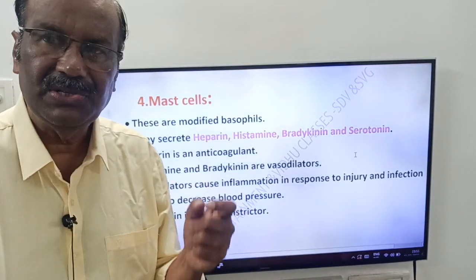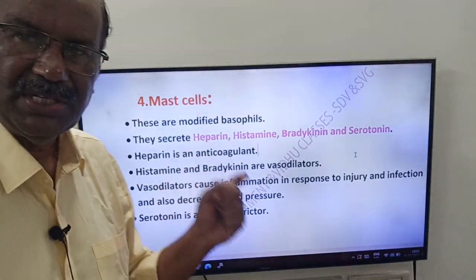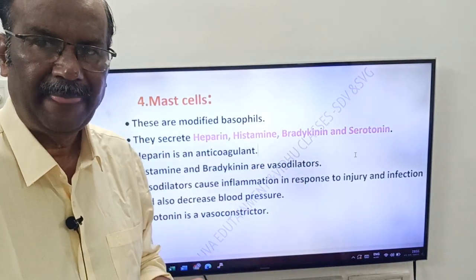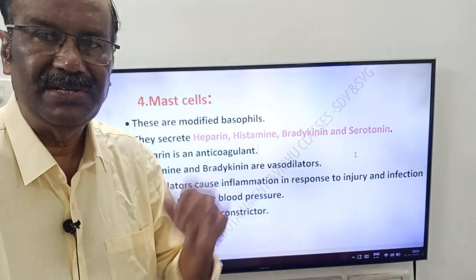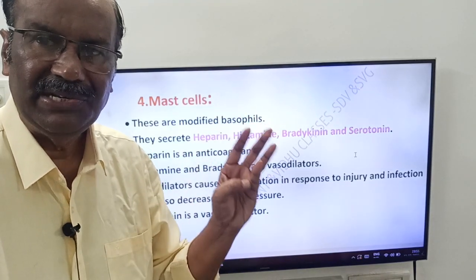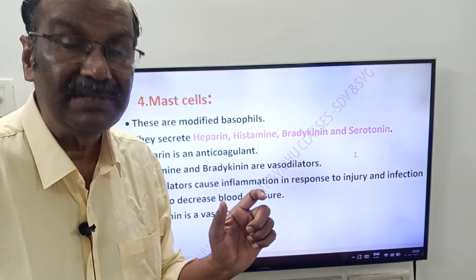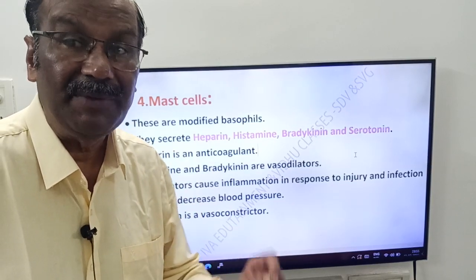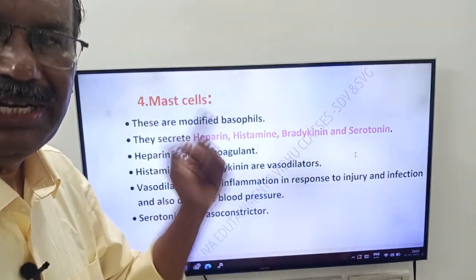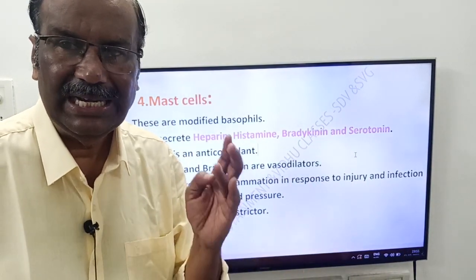Once again friends, mast cells are modified basophils. Basophils are one type of WBC. These mast cells secrete 4 substances: heparin, histamine, bradykinin and serotonin. Friends, this is BST. You have a 2 marks question. Name the substances secreted by mast cells. You have to write what friends? Heparin, histamine, bradykinin and serotonin.